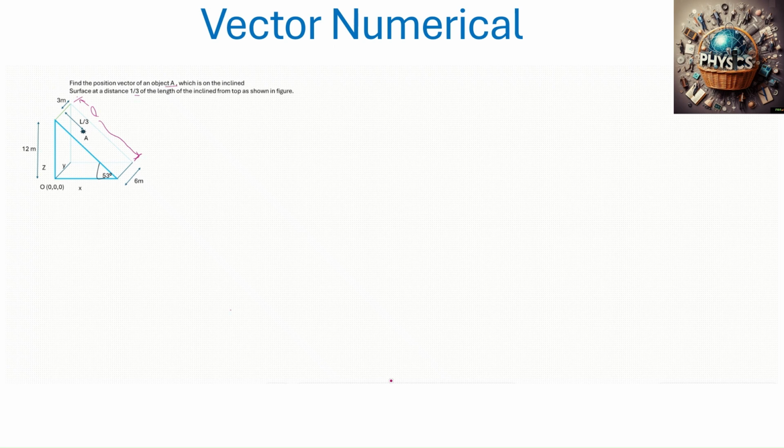The other dimensions that are given: this part is 12 meter, this is 12 meter, and then the origin is given. The angle is given as 53 degrees, and the width of this particular wedge is around 6 meter. The object is exactly at L by 3, which means this is L by 3 and the rest of the portion will be, if we try to draw, 2L by 3, right?